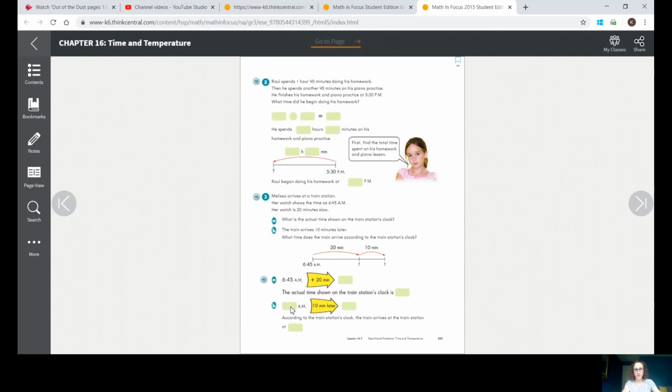Okay, so now it's 7:05 a.m. That goes here, now that we know that, but the train comes 10 minutes later, so that means the train actually comes at 7:15 a.m. According to the train station's clock, the train arrives at the train station at 7:15 a.m.